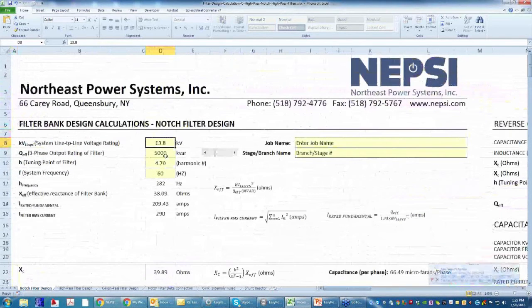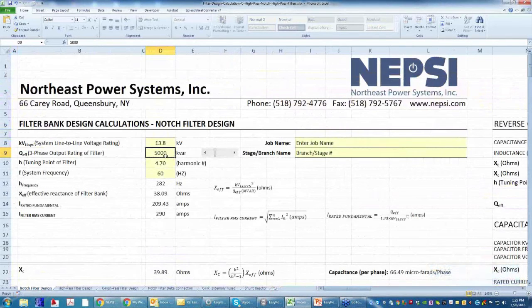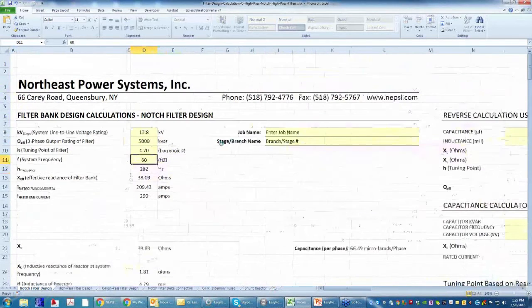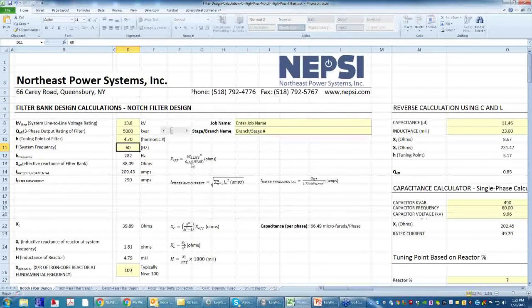If I were to want to design a 13.8 kV filter and have it be 5,000 kVar rated, that's the kVar output of the harmonic filter, and I want it to be tuned to the 4.7th harmonic in 60 Hertz. I just enter those parameters, and the spreadsheet tool is nice because all the formulas that are used to make these calculations are shown off to the right.